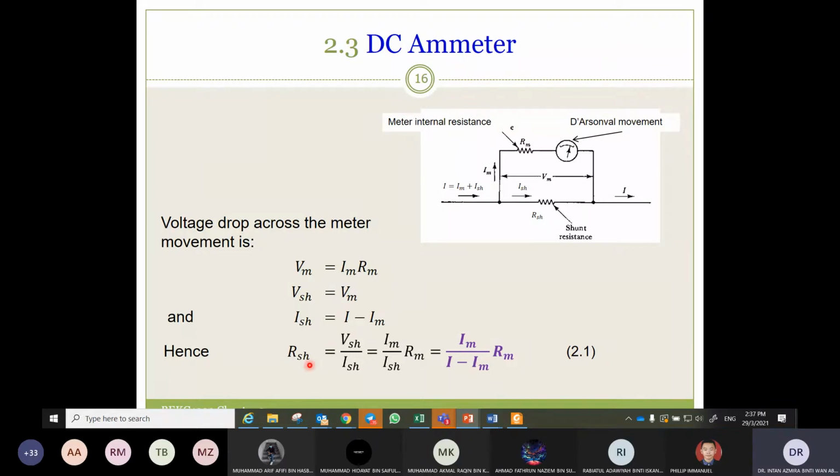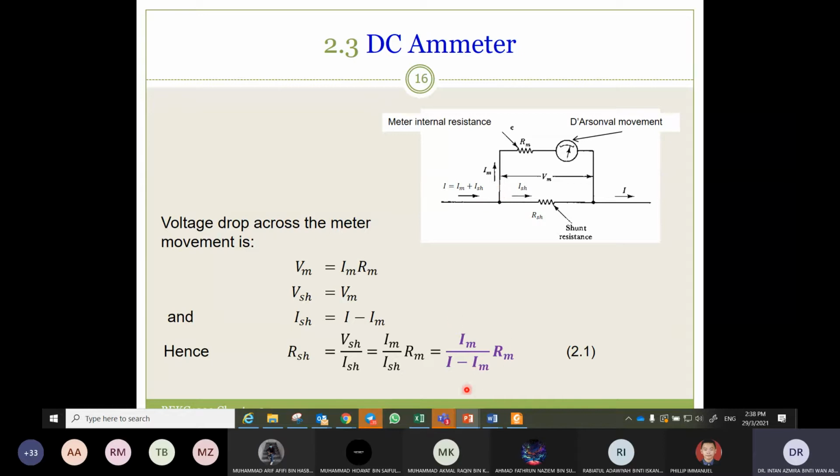So when we want to make R shunt our target, R shunt is equal to V shunt over I shunt. Again, this is Ohm's law. And V shunt is equal to Vm, right? Vm is equal to Im Rm, divided by I shunt, where I shunt is equal to I minus Im.